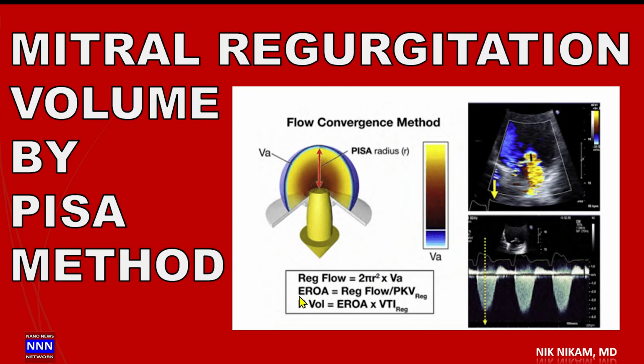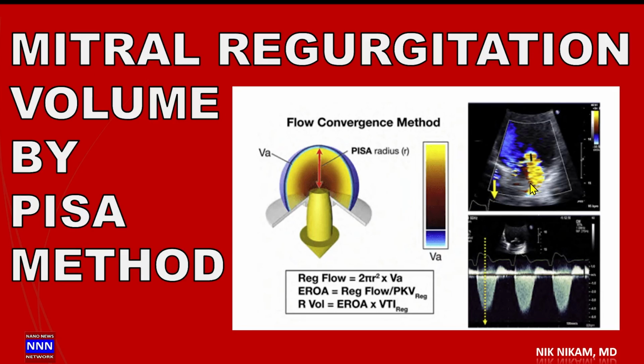We have the effective regurgitant orifice area, which is calculated by the regurgitant flow which we got from this first calculation, and then we take the peak velocity of the mitral regurgitation jet. And when we divide these two numbers, we get the effective regurgitant orifice. What is the area through which there is leak happening through the mitral valve? So that's the area.